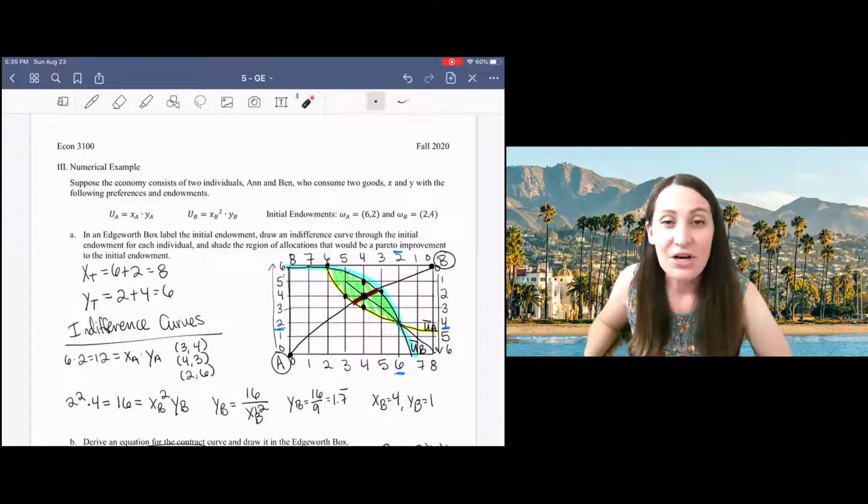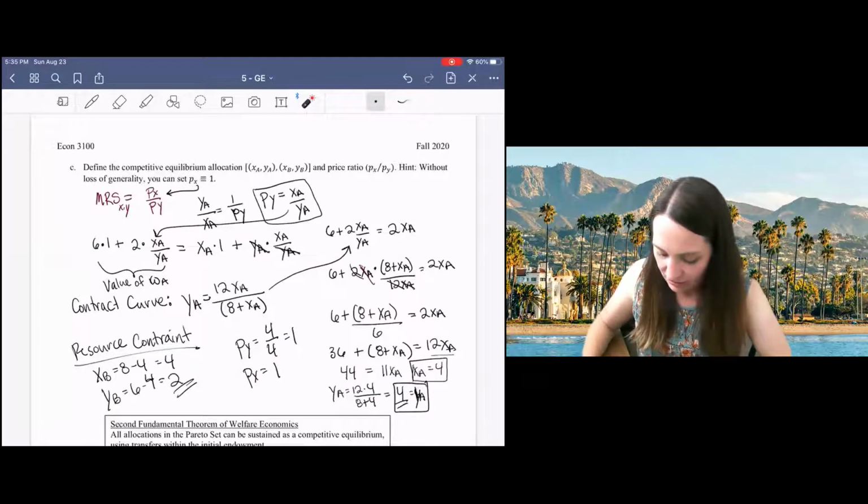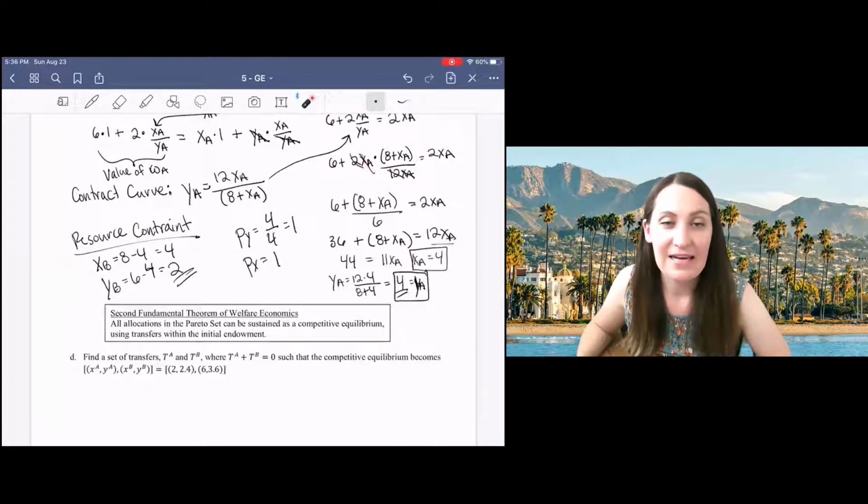Now say that we don't want to end up at this competitive equilibrium point. Perhaps the government has decided that this is not a fair or desirable allocation for some reason, and the government would like us to end up at some other point along the contract curve. The second fundamental theorem of welfare economics tells me that any competitive equilibrium can be achieved and sustained simply through a set of transfers from the initial endowment point.